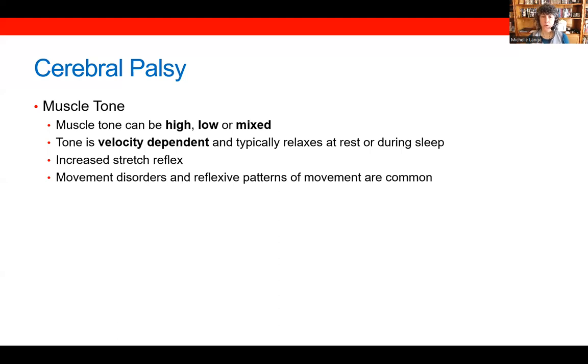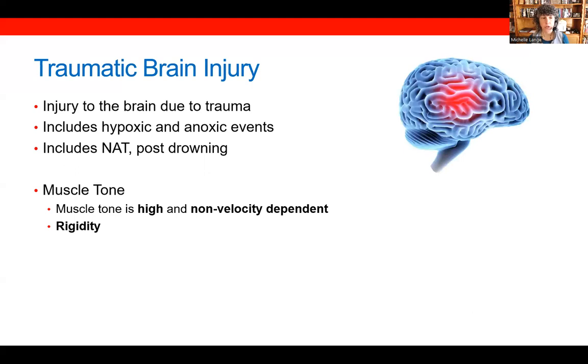Tone, as we mentioned before, is velocity dependent. If we give a quick stretch, then we're going to see a sudden increase in tone if there's any resistance to that tone. Tone typically relaxes at rest or during sleep. There's an increased stretch reflex and movement disorders, and those reflexive responses are very common in this population.